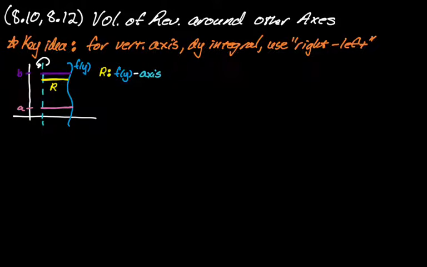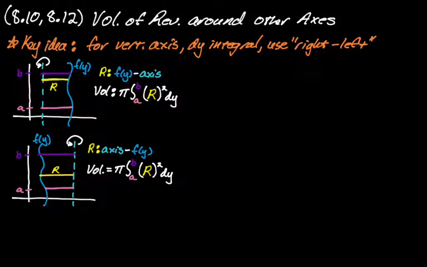So we could have this. In this case, I drew r. Right take away left is f of y minus the axis. Our volume is pi, the integral from a to b, r squared dy. dy, everything is weird. Everything must be a y value, including the bounds.